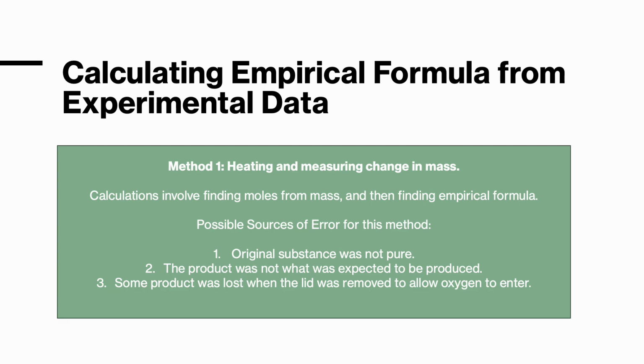The possible sources of error for this method are that the original substance was not pure, the product was not what was expected to be produced, and some product was lost when the lid of the crucible was removed to allow oxygen to enter for the reaction to occur.